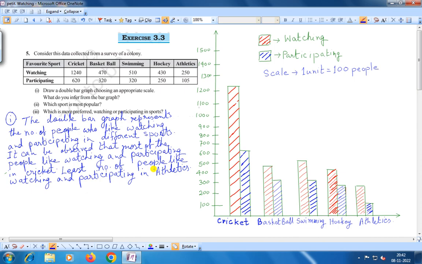This is our inference from the graph. The double bar graph represents the number of people who like watching and participating in different sports. It can be observed that most of the people like watching and participating in cricket, and the least number of people like watching and participating in athletics. Now number 2. Which sport is most popular?